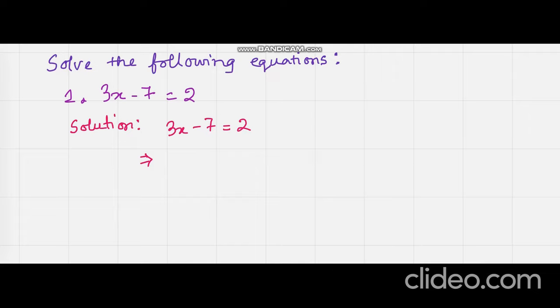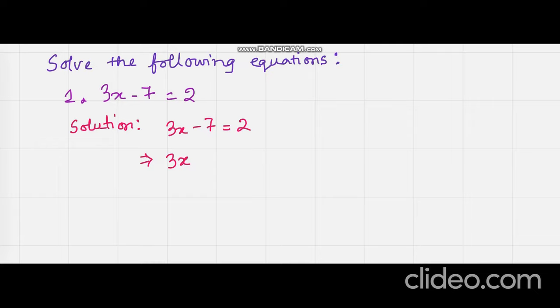Here we have 3x as the variable, and 7 and 2 are the constant terms. So we will keep 3x here. Now this 7, if we take a look at its sign, we can call it minus 7. So minus 7 is on your left hand side, and now we need to change it to the right hand side.